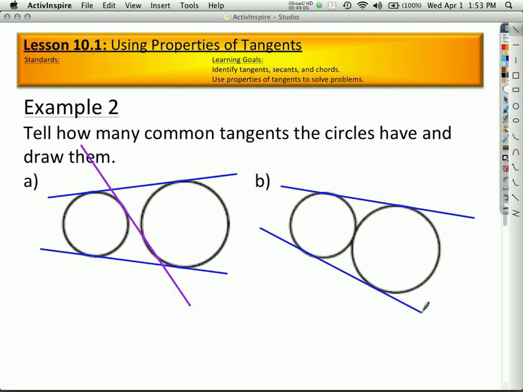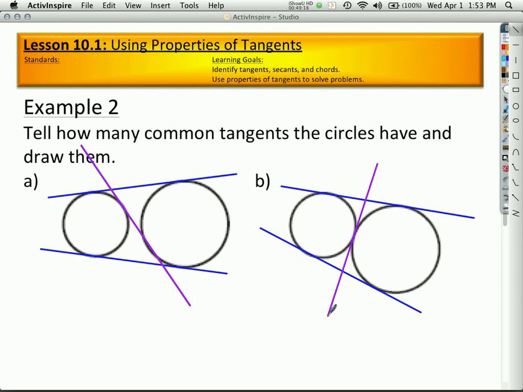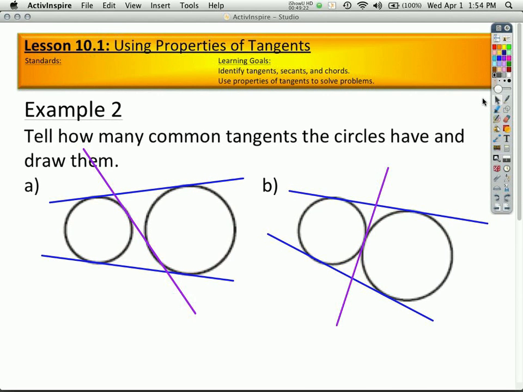Where's the third one? Jada, where's the third one? Yeah, it's passing right through the middle. There's a third tangent passing right through there, touching at one point. Where's the fourth one? There is no fourth one, because I said that they're touching in one point. Okay. Any questions, concerns of any kind?